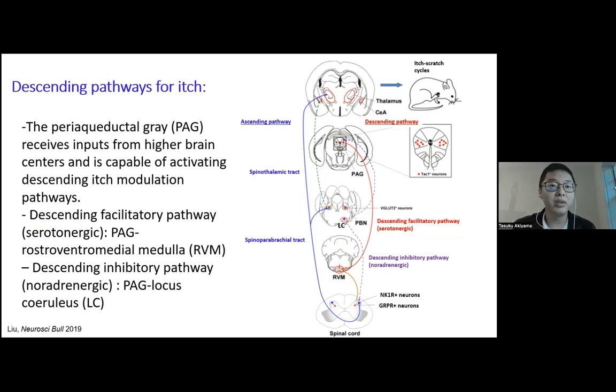Let me briefly introduce what we know so far about the descending pathways for itch. There are actually two known descending pathways. One is the descending facilitatory pathway. This starts from the PAG, goes to the RVM, and then goes to the spinal cord. This is the serotonergic pathway. Another one is the descending inhibitory pathway. It starts from the PAG, goes to the LC, locus coeruleus, and then goes to the spinal cord. This is the noradrenergic system.